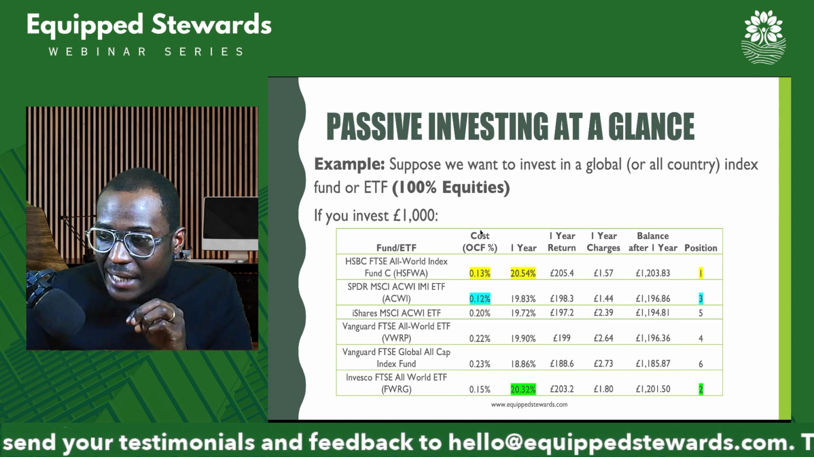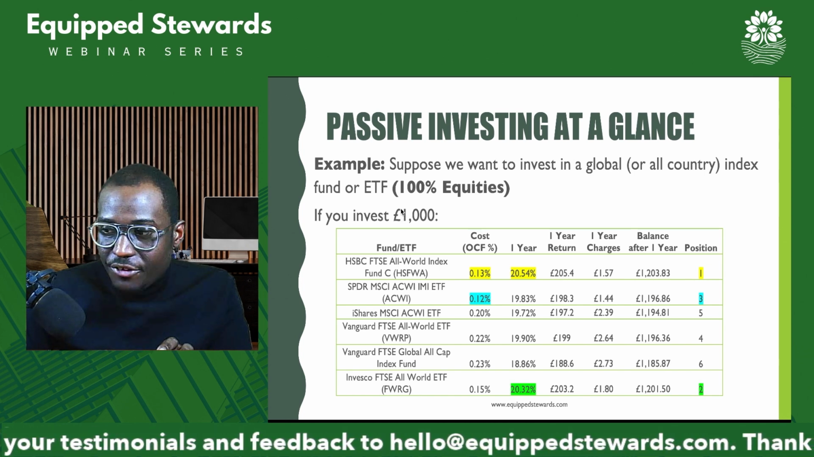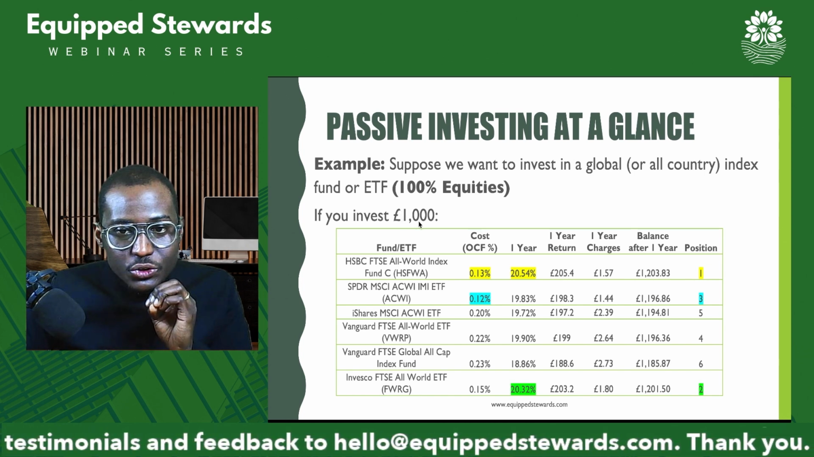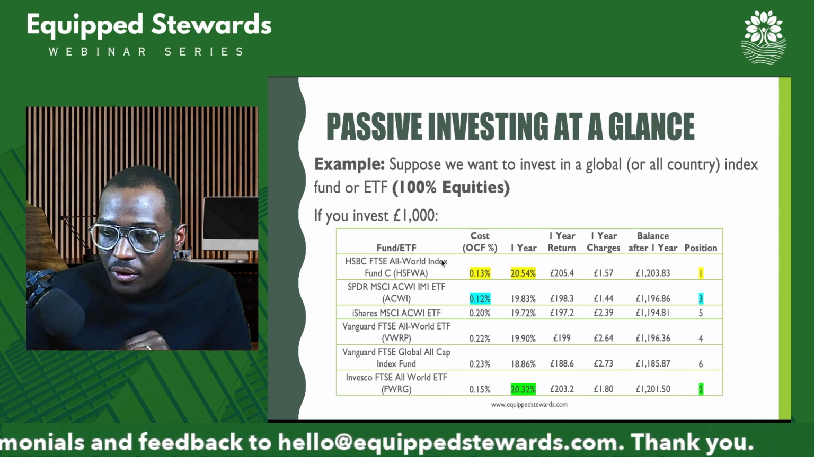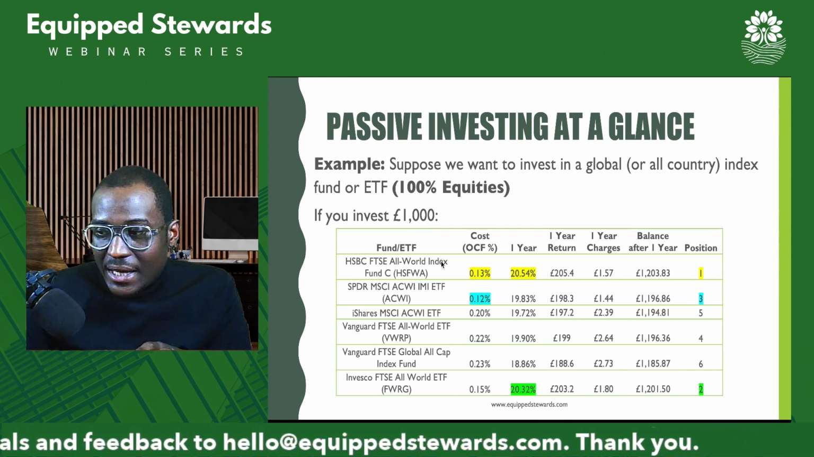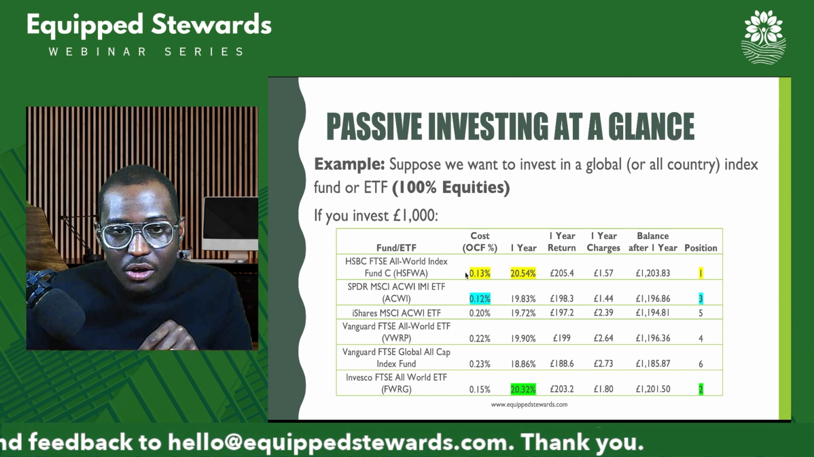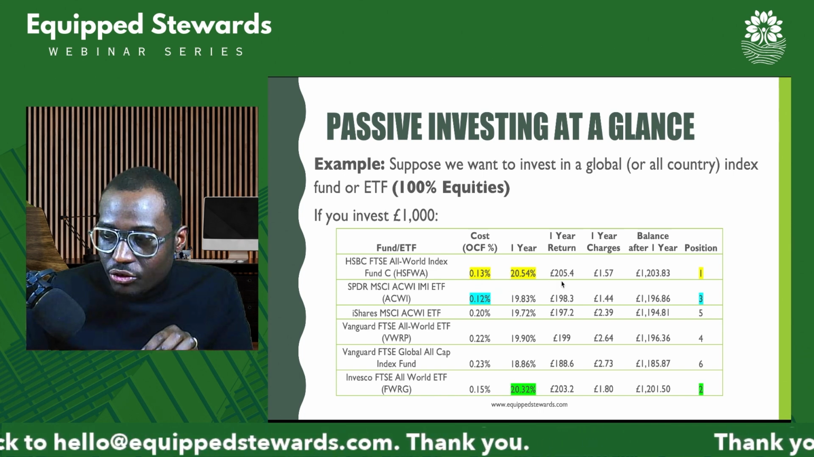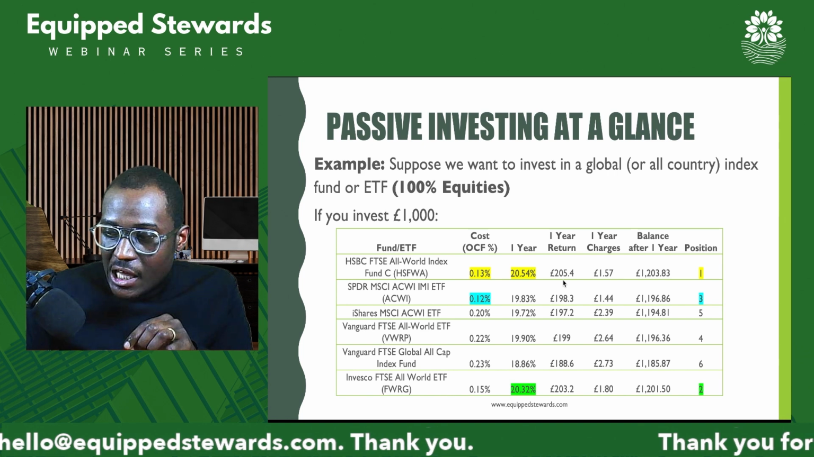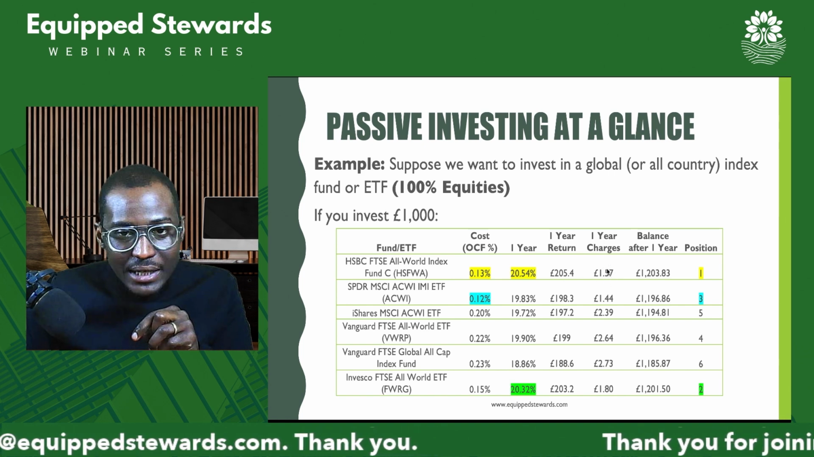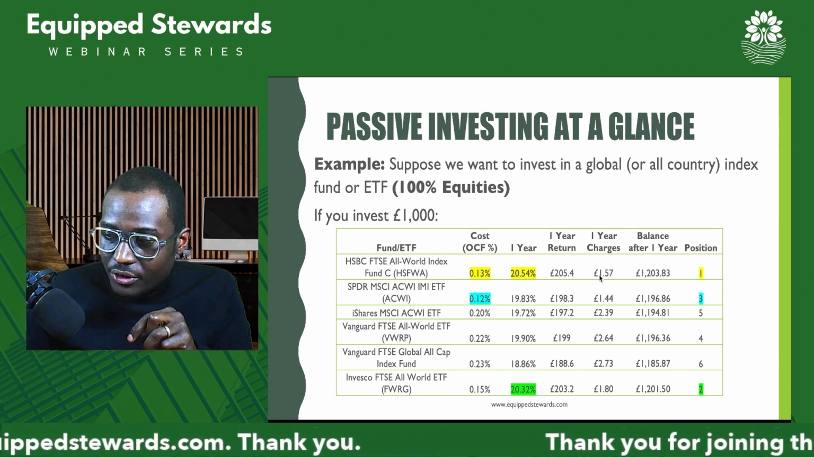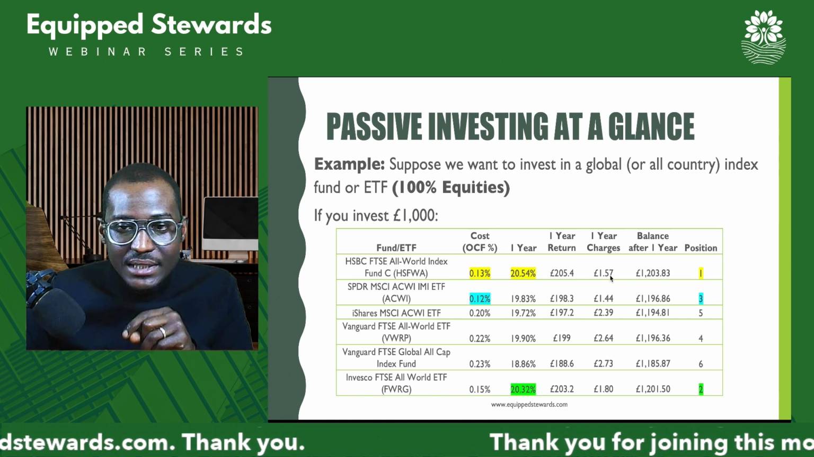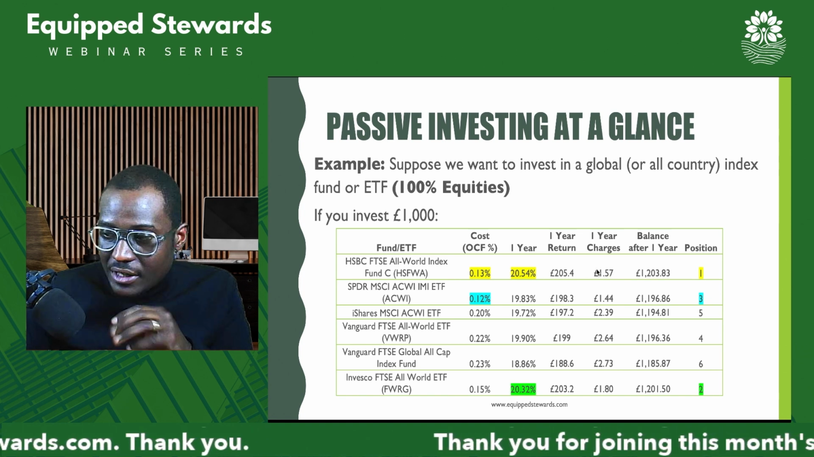Now, this 205.4 will be added to your original investment. So you now have 1,205.4. Then on top of that, you now need to deduct your fee, which is 0.13% of 1,205.4. If you do that, the charges for that year for the first fund is £1.57.